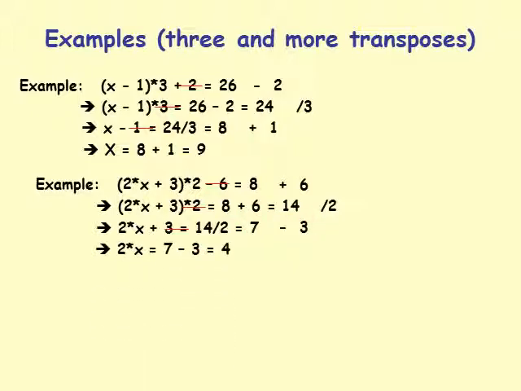That means 2x is 4. Now this multiplied by 2, we move across the equal sign and it becomes divided by 2. So 4 divided by 2 is 2. That means on the right we have 2, so x is 4 divided by 2, which is 2.